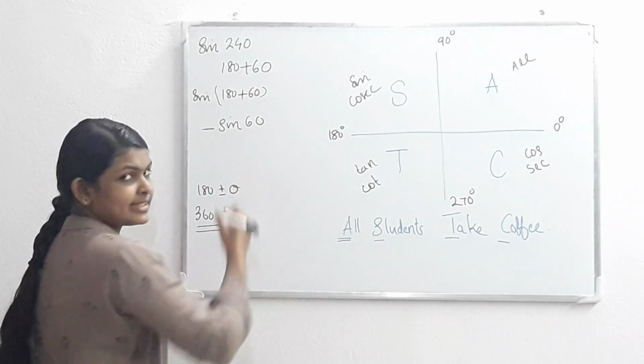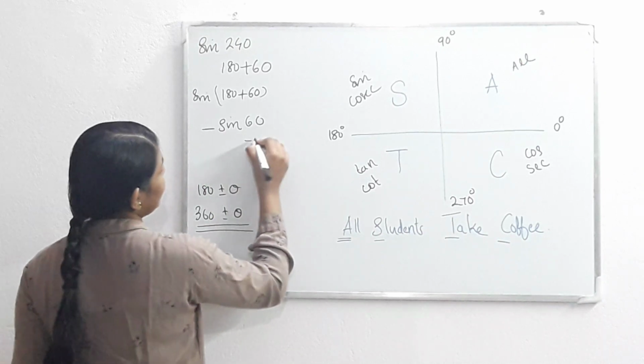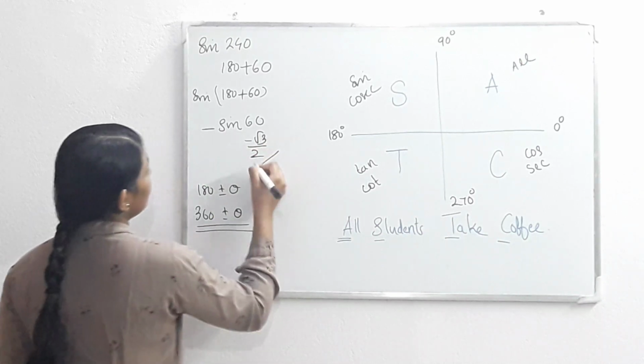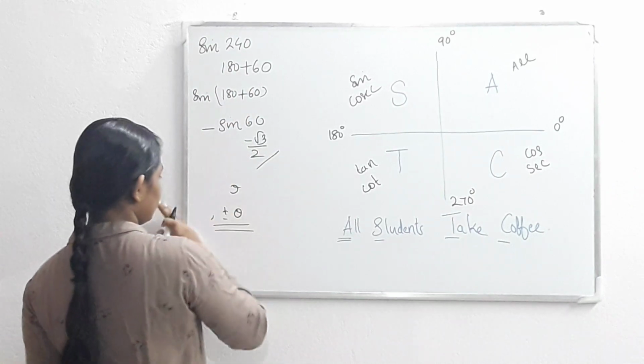What is the value of sine 60? Sine 60 is equal to root 3 by 2. So minus sine 60 will be equal to minus root 3 by 2. So this will be the value of sine 240. Now we can go to the next question.